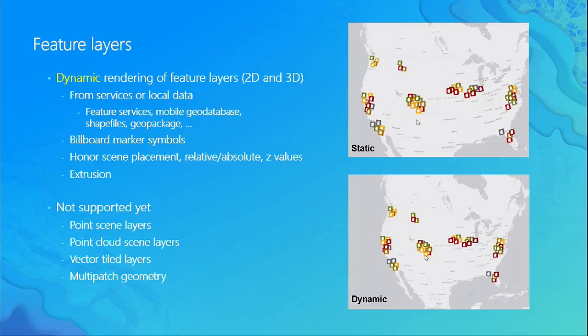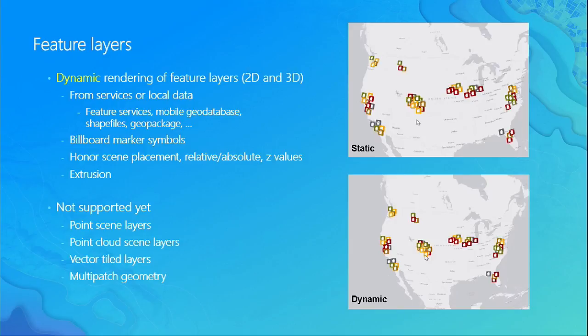So we did have a solution prior to update 2 that allowed you to take your feature layers, or features that are stored within feature services or in mobile geodatabases locally, and convert those into graphics, right? Because we have two different options for displaying vector data: graphics and features.